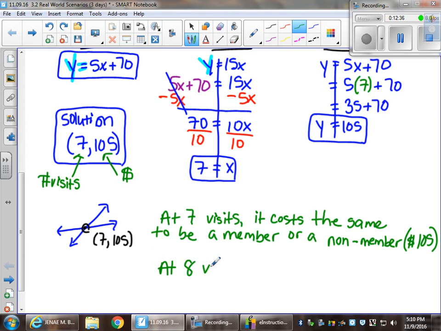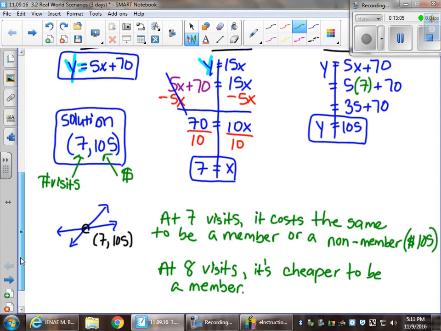At 8 visits, or your 8th visit, it's cheaper to be a member. So go 7 times, you break even. Notice what I just said there, you break even. As of your 8th visit, you're saving money by being a member.